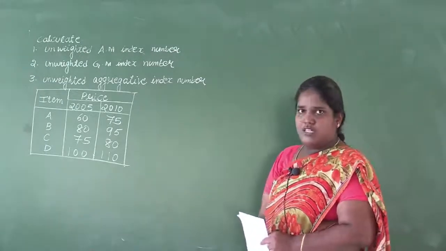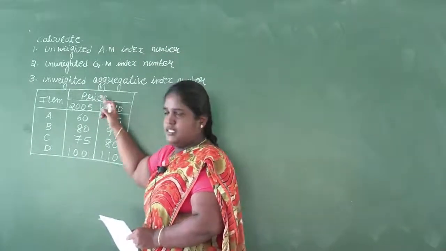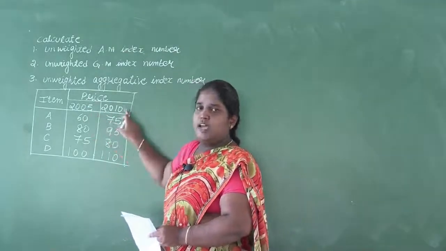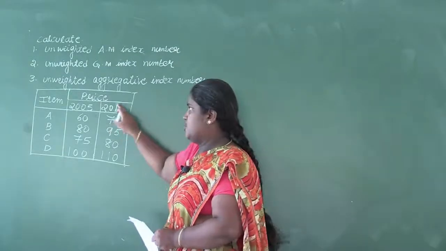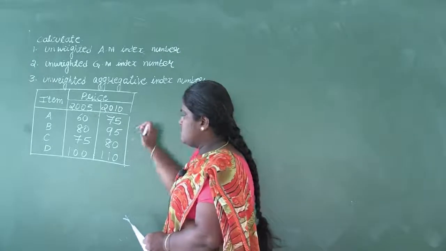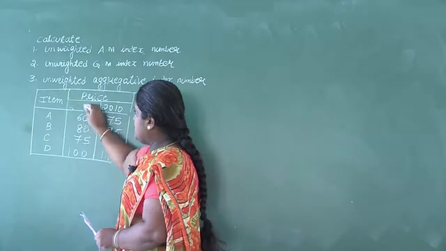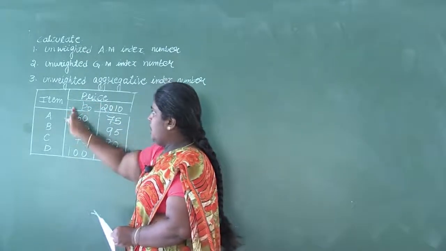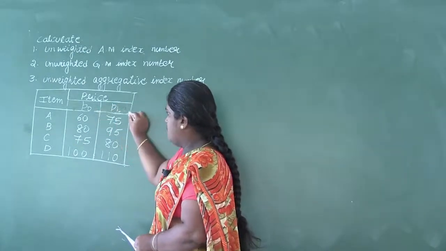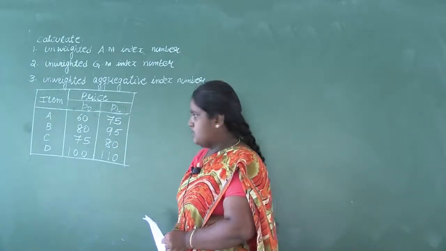So all the three methods in one problem itself I have asked here, and items are given: price 2005 and 2010. So 2005 is the base year and 2010 is the current year, because 2005 is the smaller year and 2010 is the bigger year. Always the smaller year will be the base year. So 2005 price will become P0 and 2010 price will be P1. Then we'll start with the unweighted aggregative index number method.